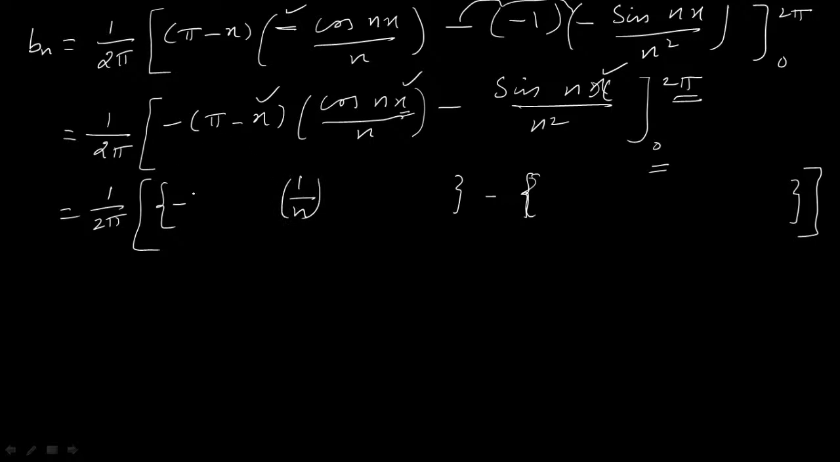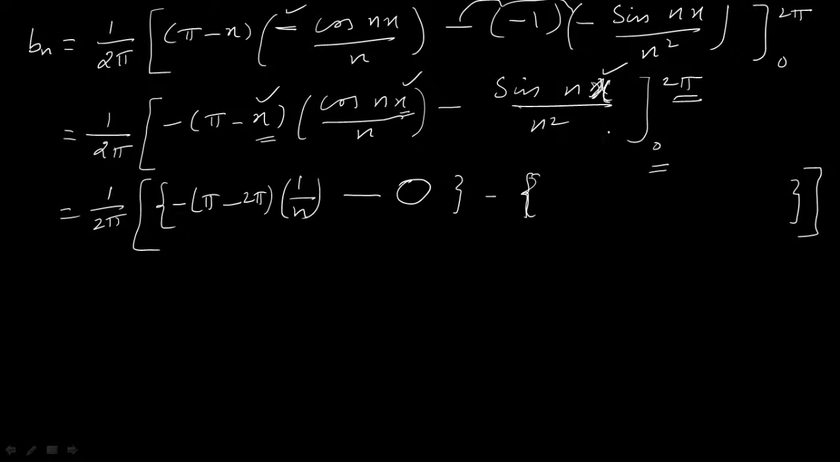Here you have minus pi minus, here you replace x by 2 pi. So minus pi minus 2 pi of 1 by n minus. If you replace this x by 2 pi, what happens? You get sine 2n pi. You know the value of sine 2n pi is 0. So 0 by n squared, this term becomes 0.